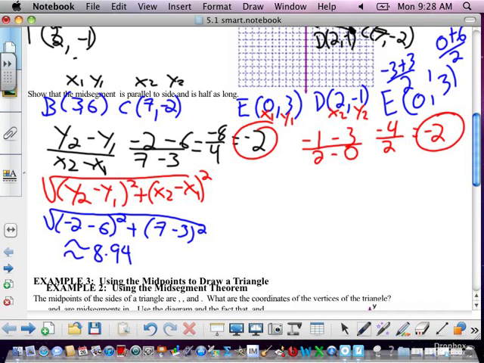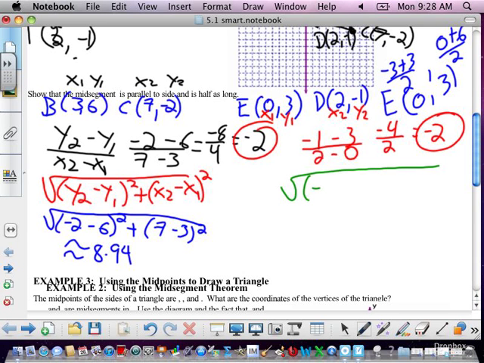Yes? Why did I have to find this number at all? This is how to find the length. And we have to prove that the midsegment, ED, is half as big as BC. So now I know the distance between B and C, excuse me. And now I have to find the distance between E and D. So I'm going to do the same thing again, the distance formula.